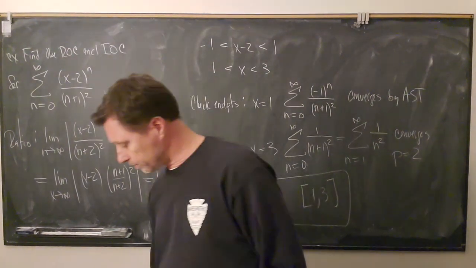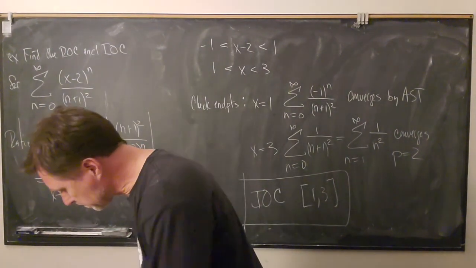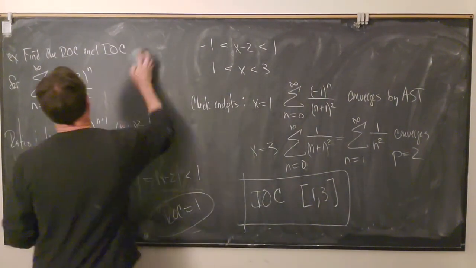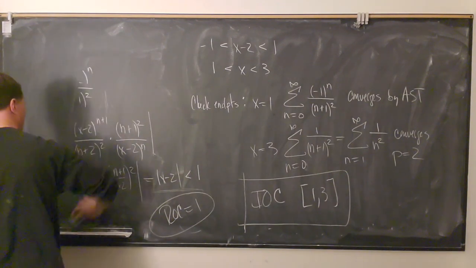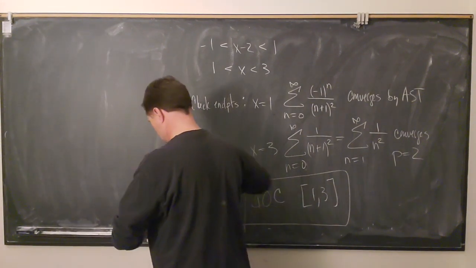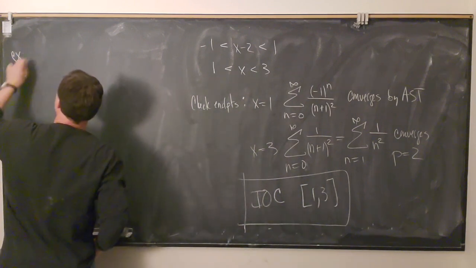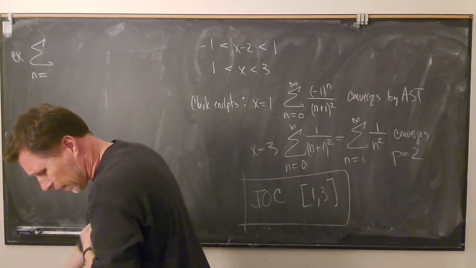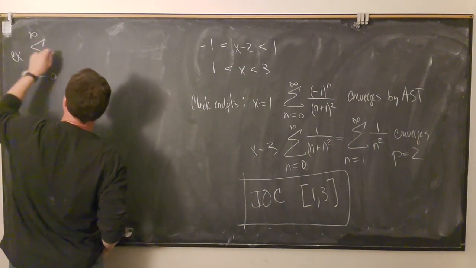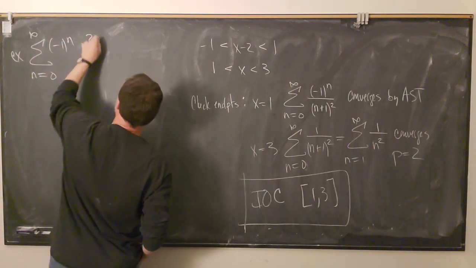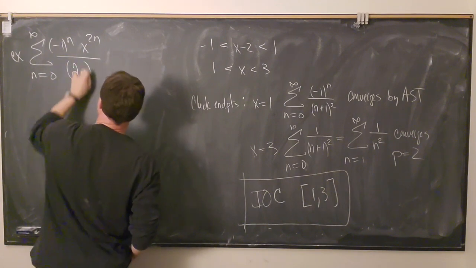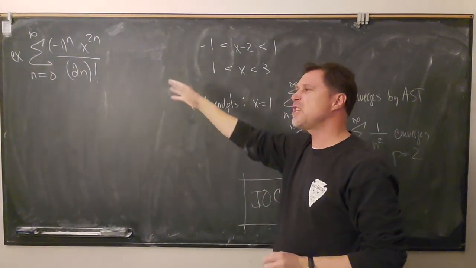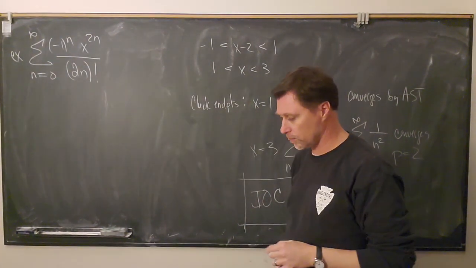So let's try one more example. This one's kind of a famous example here: the sum n equals 0 to infinity of (minus 1) to the n, x to the 2n, divided by (2n) factorial. In fact, once we get the result here for the interval and radius of convergence, we'll actually need that a little later on, later in the quarter.